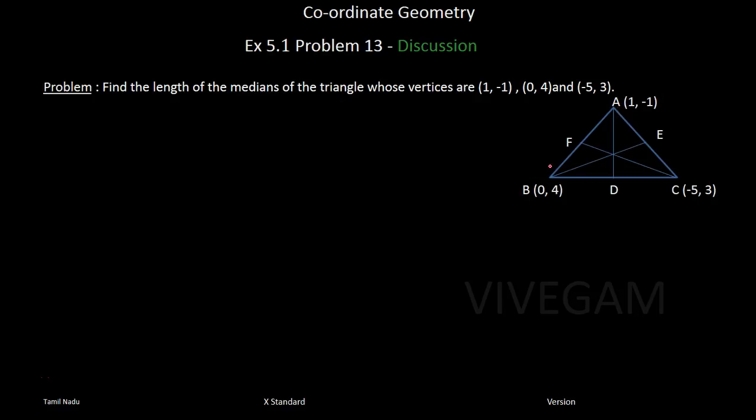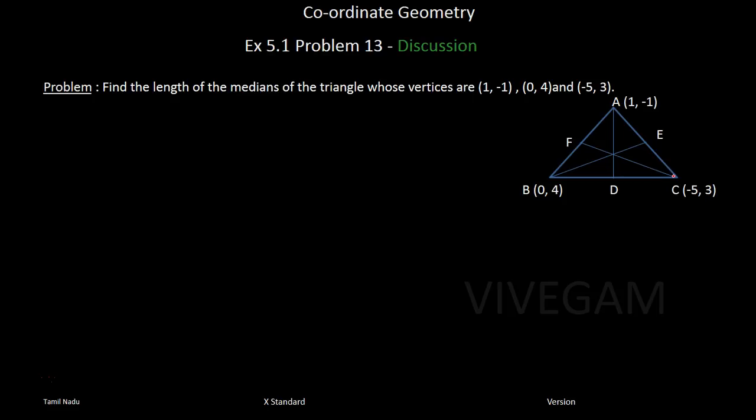So this is point A, point B, point C, and we are asked to find the median. Median is the line joining a vertex to the midpoint of the opposite side, right? So let the midpoints be D, E and F. So one median is AD, the other one is BE, the third one will be CF.